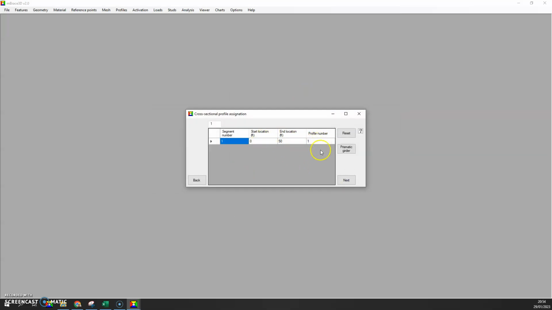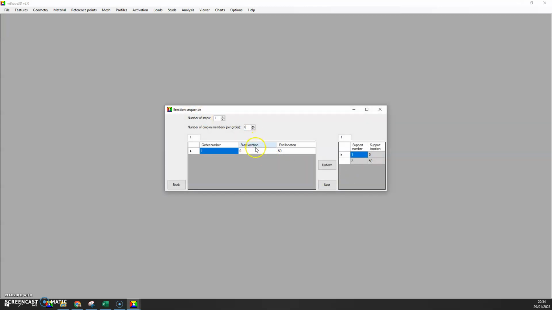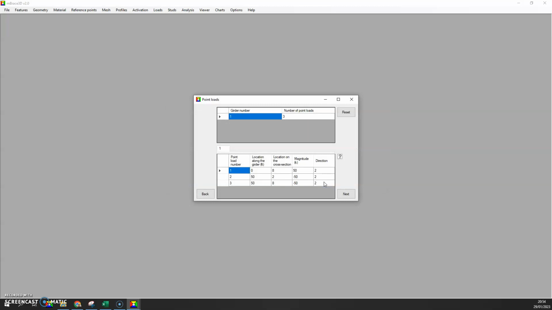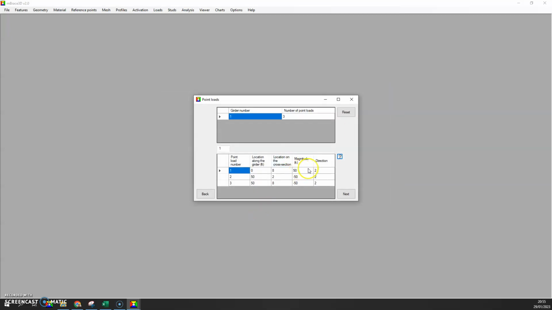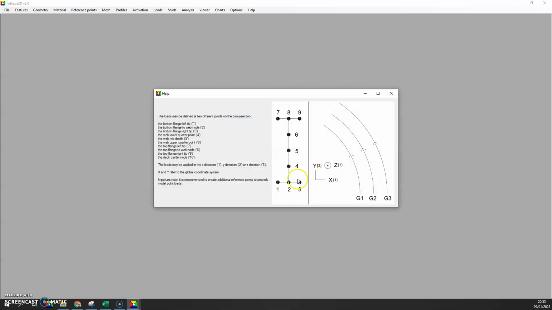We are assigning this profile to that one segment that we have, and we are turning on the whole length of the column, and we're not defining point loads. We could define 4 point loads, but because we have a pin at the first support, we don't need to apply a force there because the displacement is restrained anyway. So we have just one load at 0 foot here at node number 8. So that's this node here, top flange node. The load is equal to 50 kips in the direction number 2. So that's really the y direction or the longitudinal direction.